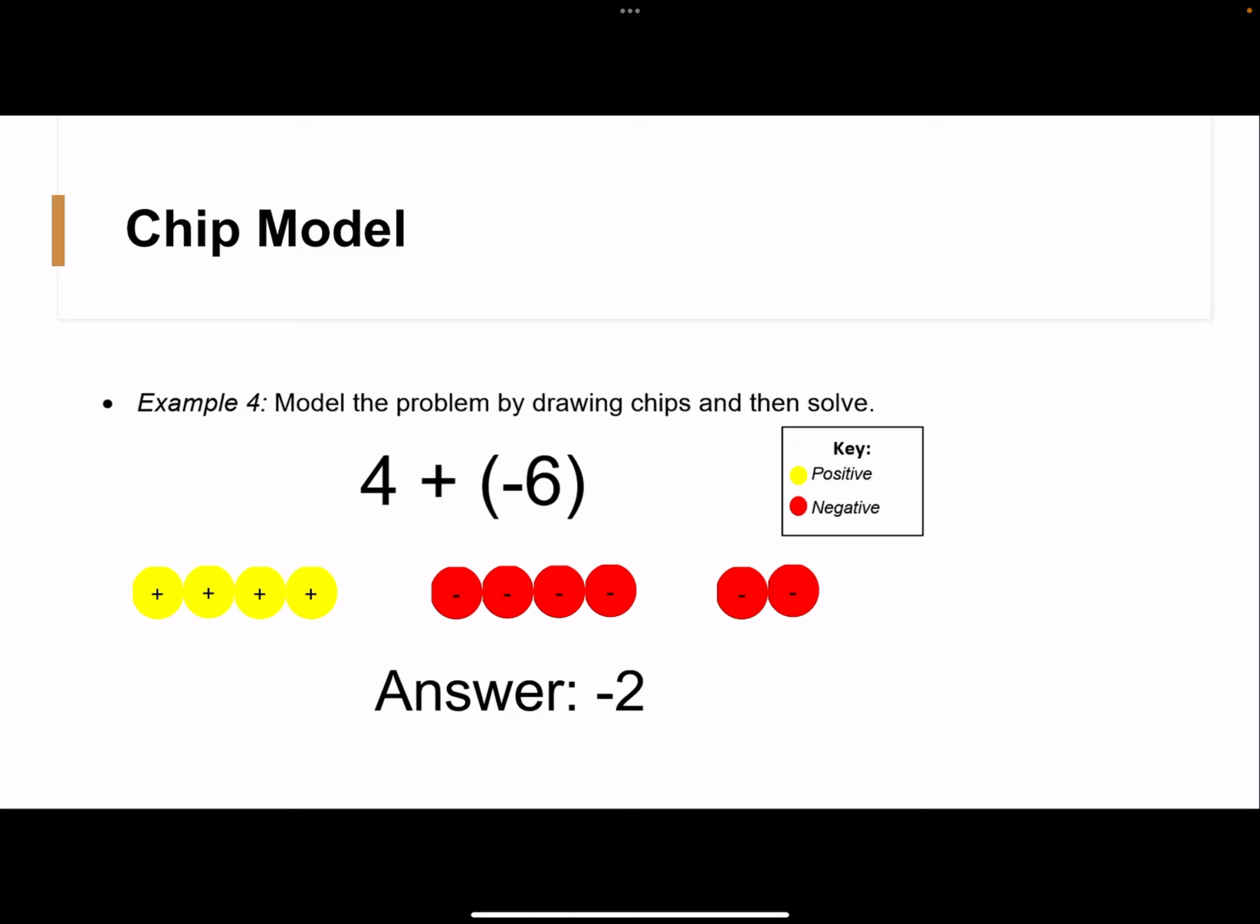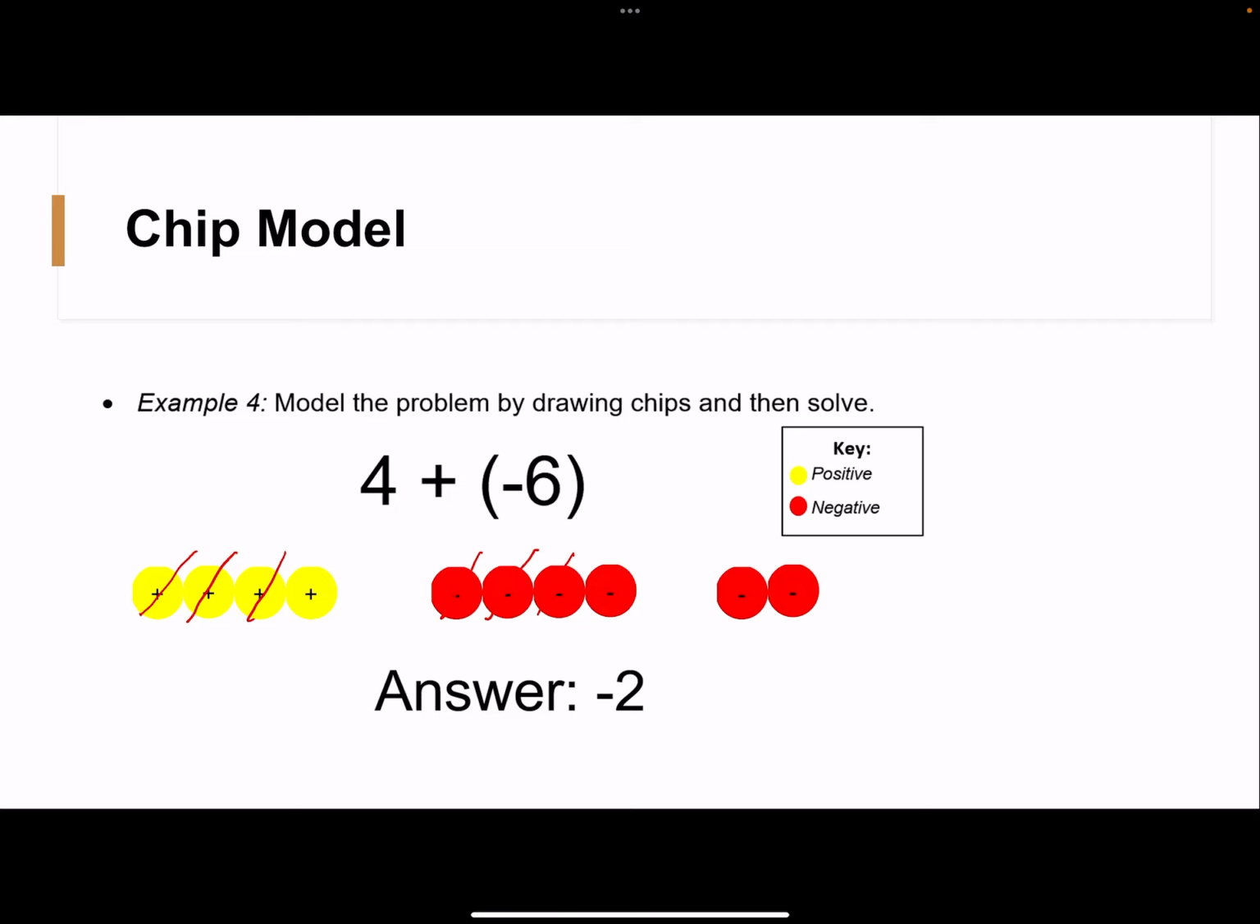So to represent the number positive 4, I have included 4 positive chips. I need to add 6 negative chips. And you can see that I've spaced it out. The reason that I've spaced it out is I have 6 negative chips, so I needed 6 red chips. Well, this positive is going to cancel out with that negative and make 0, and so forth.